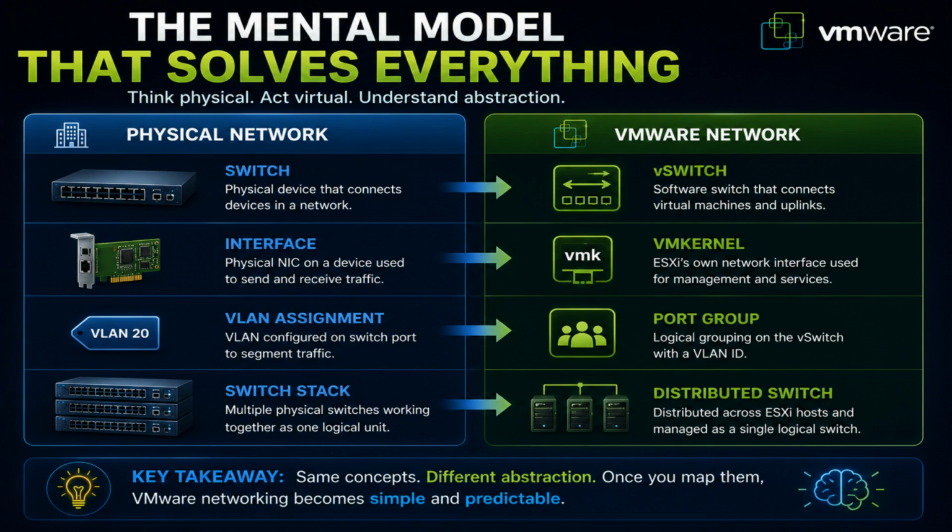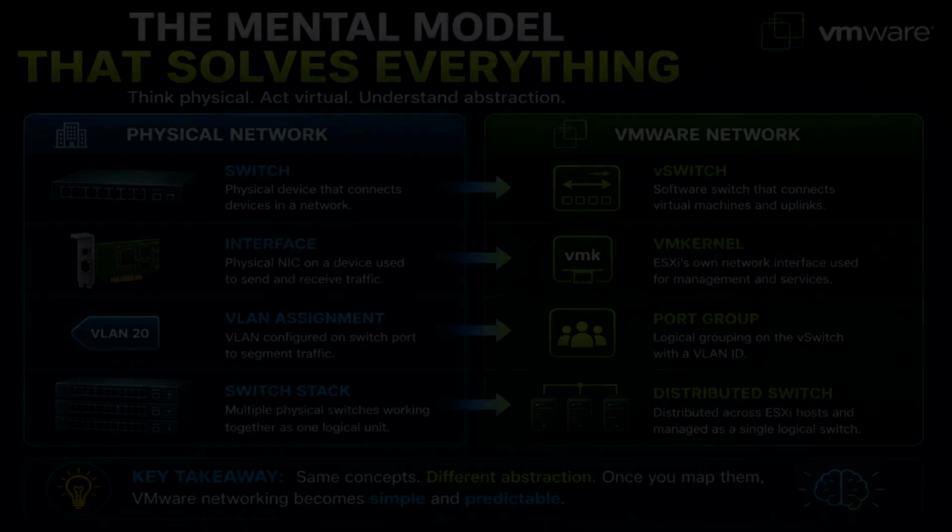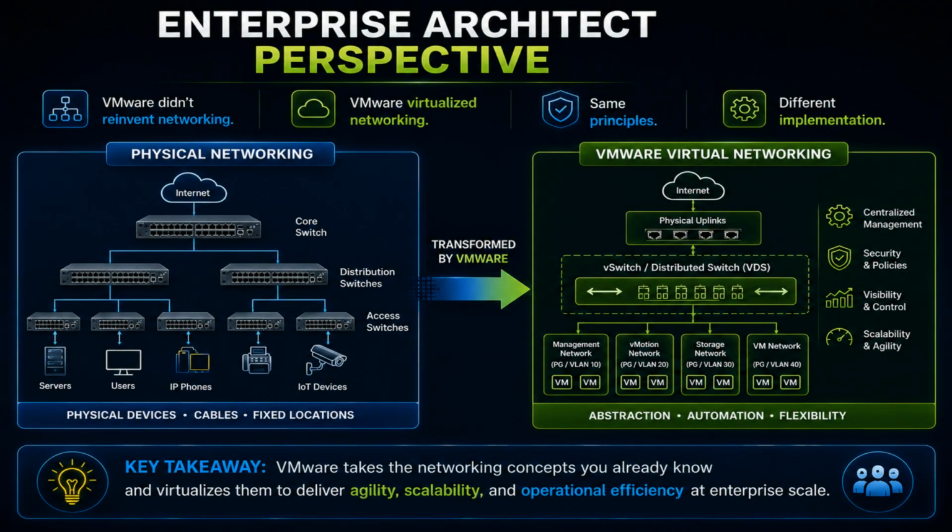And that's exactly how enterprise architects think about VMware networking. VMware didn't reinvent networking, it virtualized networking. The same principles still apply. Frames are switched, VLANs still separate traffic, MAC addresses still identify devices. Routing, security, and network design still matter. The difference is that software now performs functions that previously required dedicated hardware. Once you stop searching for physical devices and start thinking in terms of logical services, VMware networking becomes surprisingly intuitive.